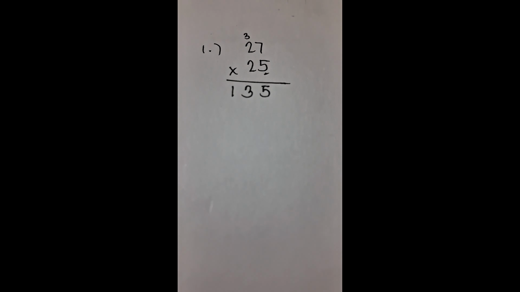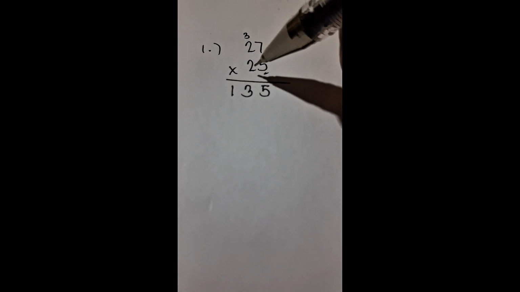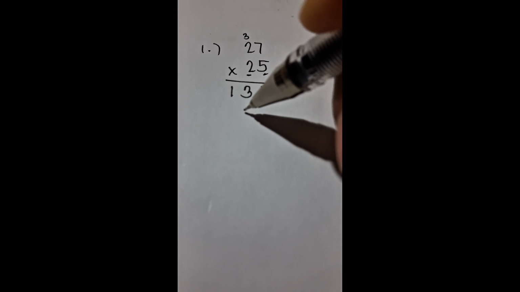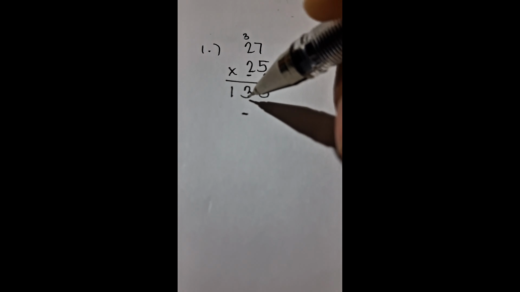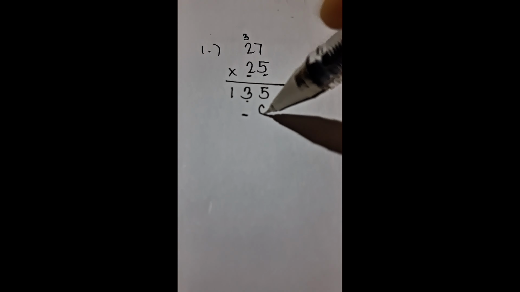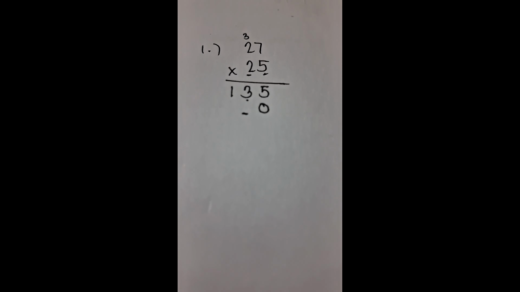Next, multiply 27 by the tens digit, which is 2. Remember that 2 is in the tens place, so it represents 20. So, write down the answer in the tens under the tens place in the first partial product, or we can put 0 as our placeholder.